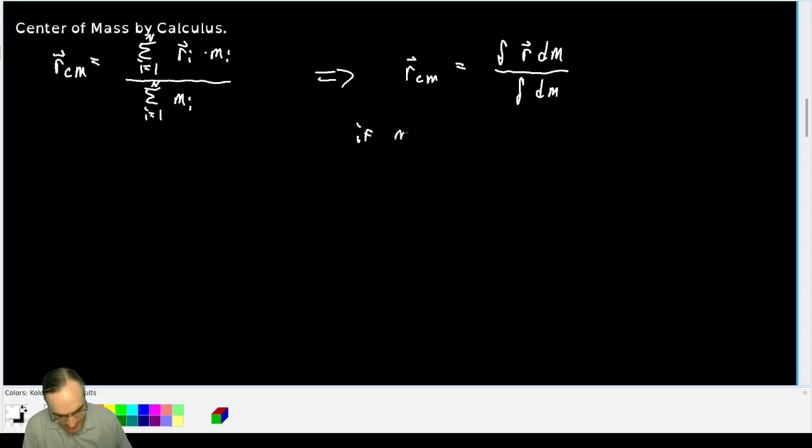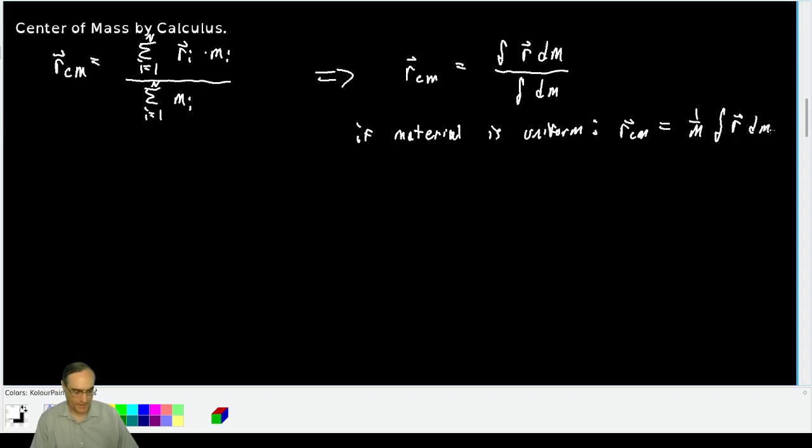If the material is uniform, then we can rewrite this in one final form. r_CM as a vector is 1 over the total mass, integral of vector r dm. We can also, just as before, split this up into x and y components separately. Works just as well. But it does raise the question of what the heck is this dm thing?